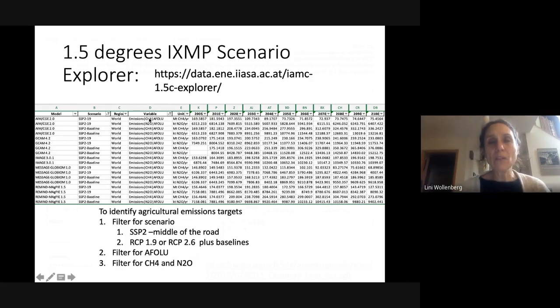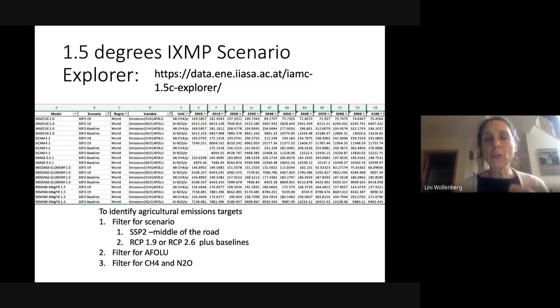And then this is global. And then we look at the AFOLU sector. So again, just the non-CO2 gases, because those are the agricultural ones. And then we can look through each decade, what is expected under the scenario versus what is expected in the baseline.